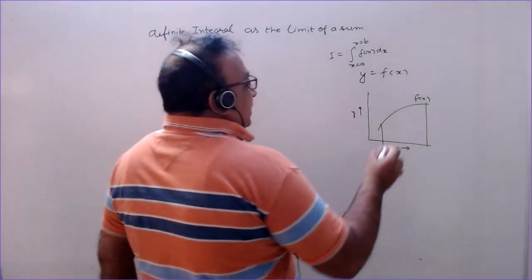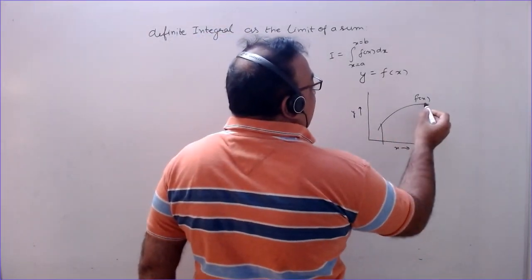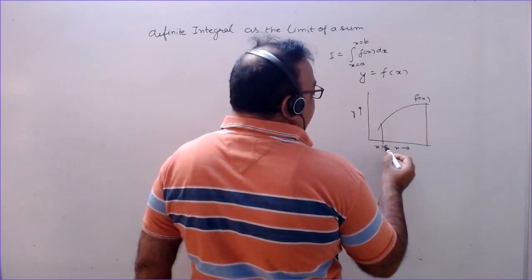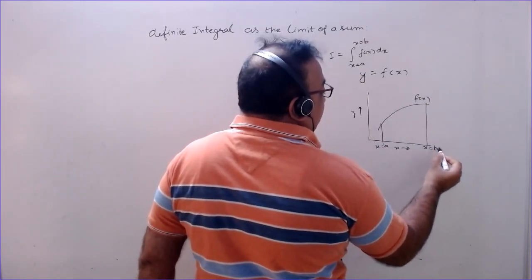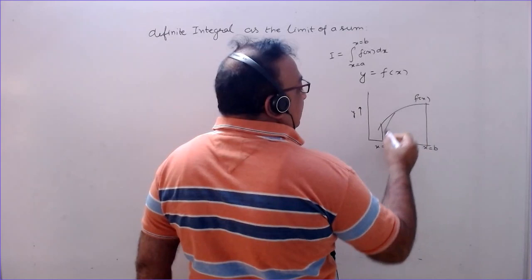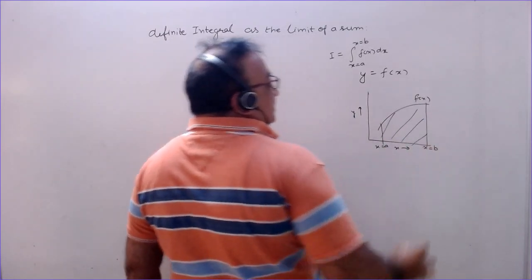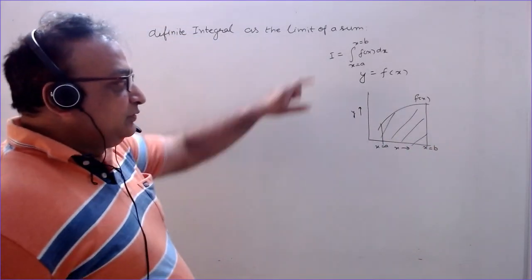Now what does this mean? This means that the area under this curve, starting from x equal to a to x equal to b, this total we have to find. This is the meaning of this integration.